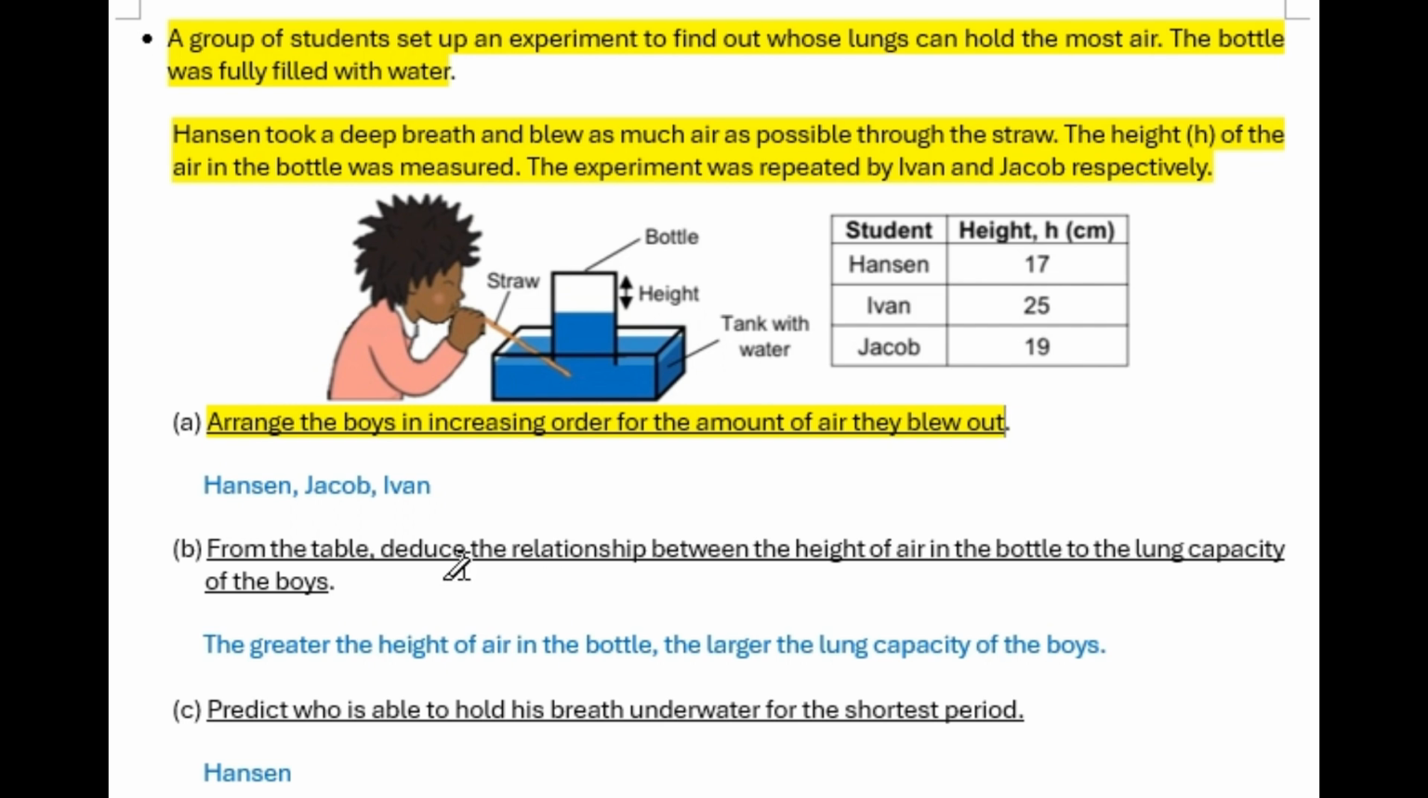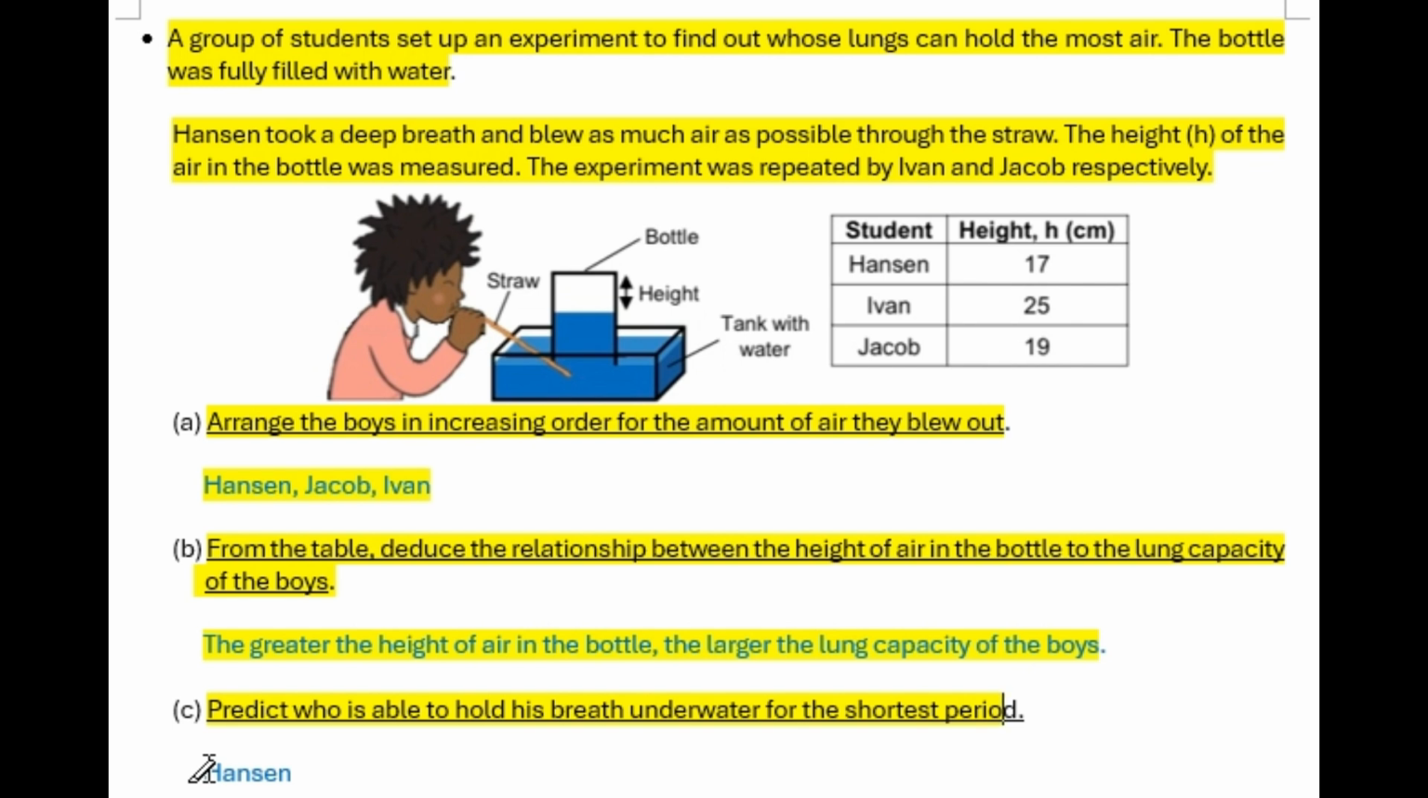Arrange the boys in increasing order for the amount of air they blew out. Hansen, Jacob, Ivan. B. From the table, deduce the relationship between the height of air in the bottle to the lung capacity of the boys. The greater the height of air in the bottle, the larger the lung capacity of the boys.